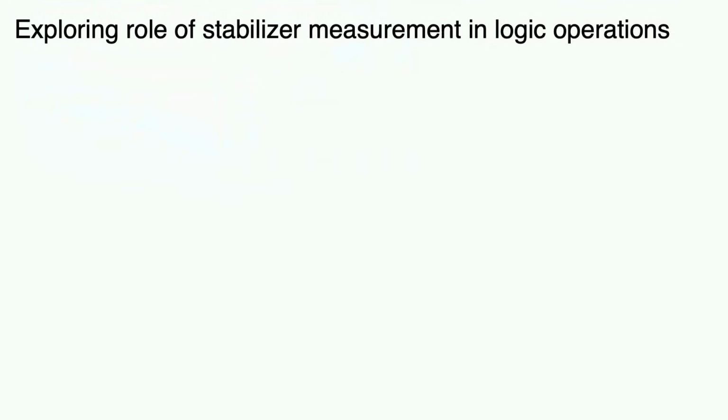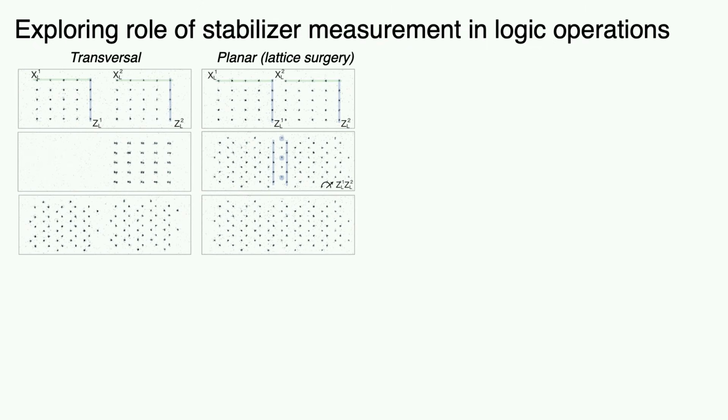So let me talk a little bit about how we do logic operations. There are many ways to generate logical gates. Two main ones are transversal gates, that I mentioned earlier, as well as lattice surgery, which is typically done in planar architectures because it just involves interacting codes at their boundaries and doing stabilizer measurements along the boundary to measure logical Pauli products.